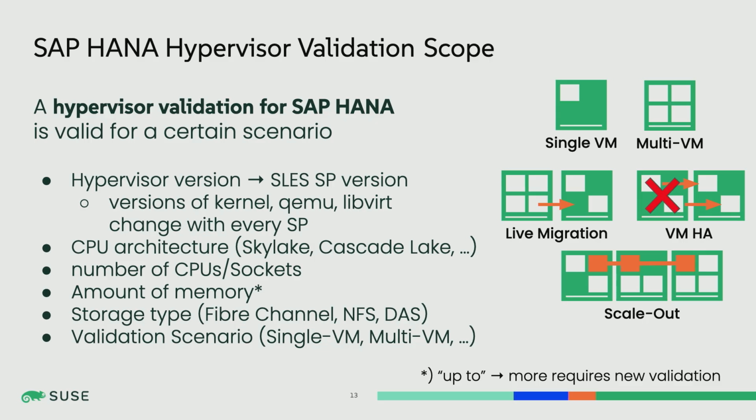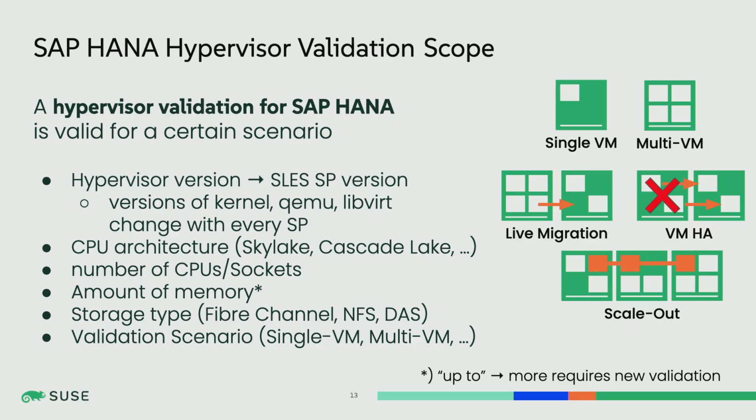An SAP HANA hypervisor validation has a certain scope. So this validation is valid for a certain scenario. And there are multiple dimensions to this. So the version of the hypervisor, which is, as I said before, the SP version. So basically the version of the kernel, the version of QEMU, the version of libvirt.